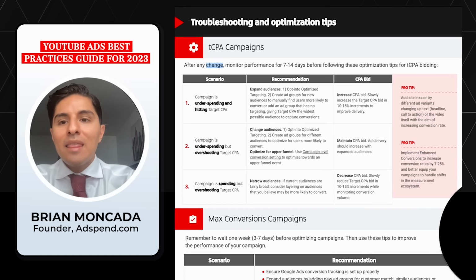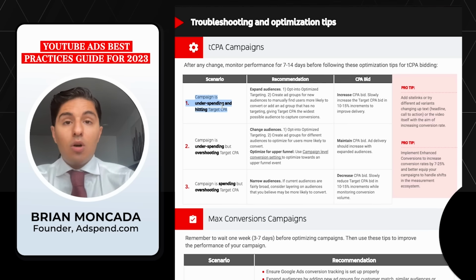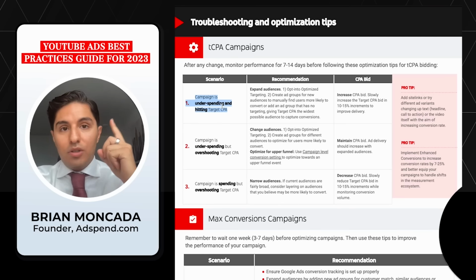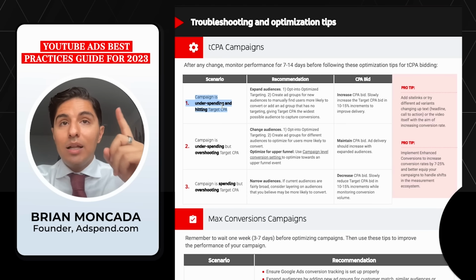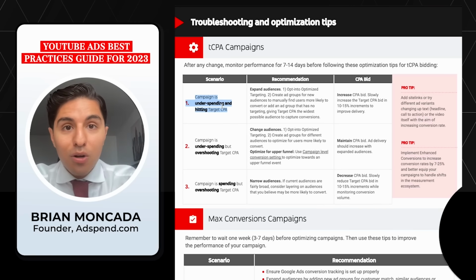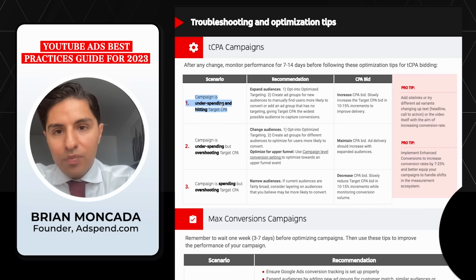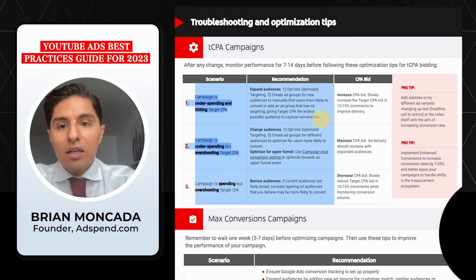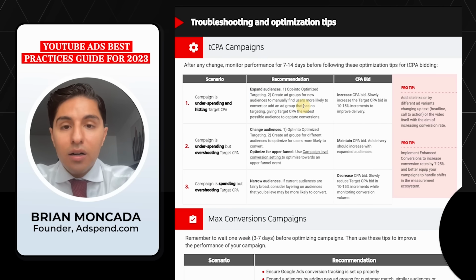That's what they're saying. So here's scenario number 1. For example, let's say your campaign is underspending and hitting target CPA. So the cost per acquisition is good. It's on target for what you're trying to optimize for, leads for $10, but your campaign's underspending. Let's say it's $100 a day, it's only spending $50 a day. So here's what Google Ads recommends. Recommendation: expand audiences. Number 1, opt in to optimize targeting.